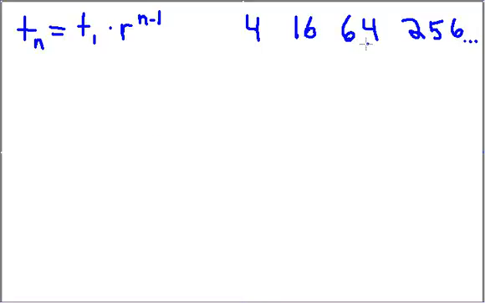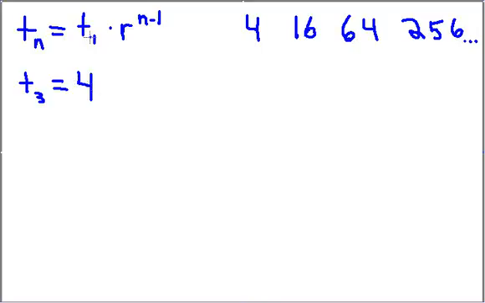Well, obviously we can see it. It's 64. But let's figure it out using the formula. Let me show you how the formula works. Our third term, n, is going to be 3. Our third term is going to be equal to our first term. Well, what's our first term? T1. Our first term is 4.